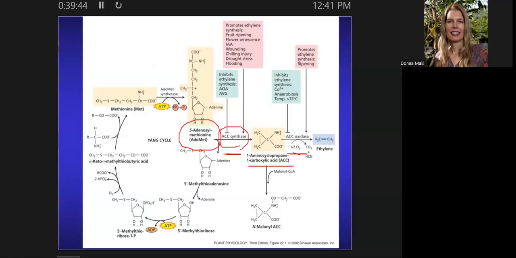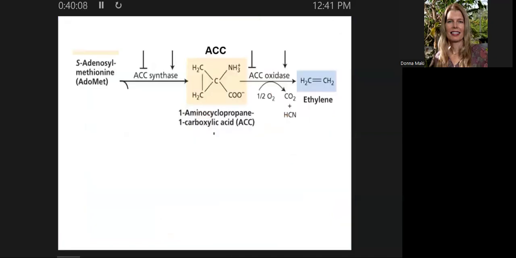And so these boxes that you see, they're trying to show that if you mess around with some of these and the action of these enzymes, you can manipulate ripening, their response to different abiotic stresses. So we'll get into that. I'll explain more about that later. So basically what I want you to zoom in on is that last step. This part of the Yang cycle is where I want you to think about, because we need to think about those two enzymes when we start looking at the action of ethylene.